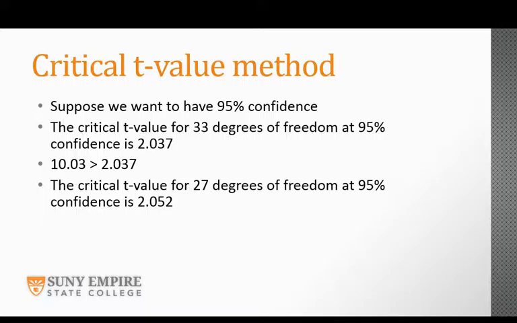If we consider the shortcut method, we had 27 degrees of freedom. The critical t-value for 95% confidence level with 27 degrees of freedom is 2.052. Again, our t-score is much greater than this critical t-value. In either case, because our t-score is greater than the critical t-value, we reject the null hypothesis. But how does this work if we employ the p-value method of hypothesis testing?